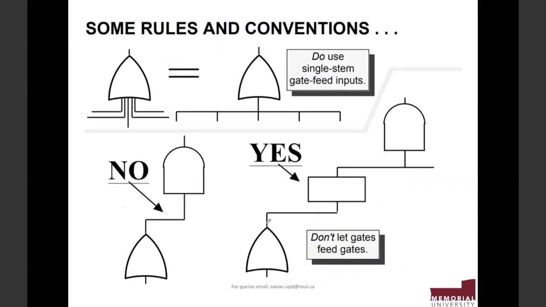Now, some of the rules and conventions that you need to remember. If you are defining a problem and you are using either AND or OR gate, if you take branches out from different pointers, it is the same as you are taking one branch and then dividing it. There's no difference between these two.